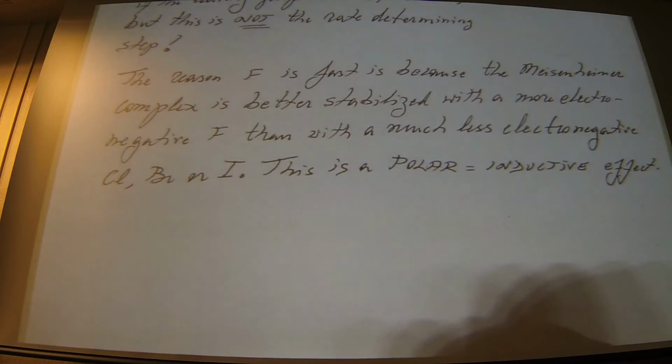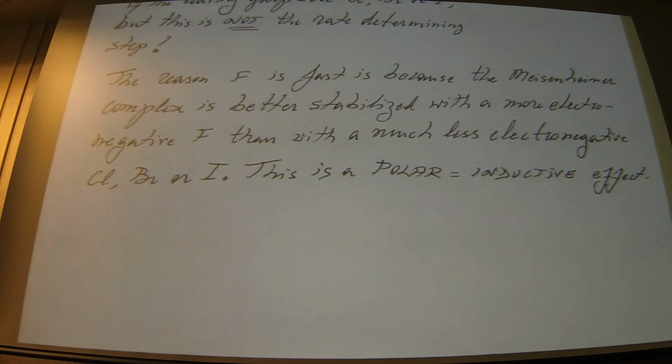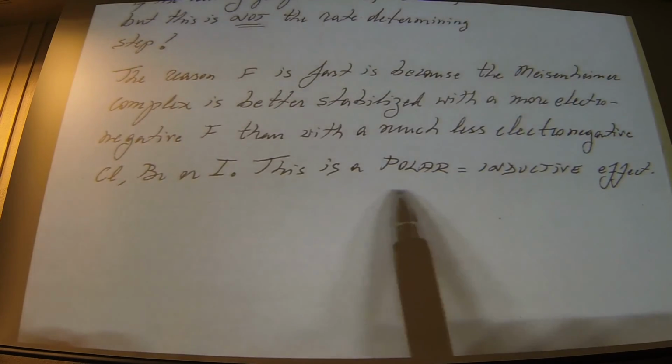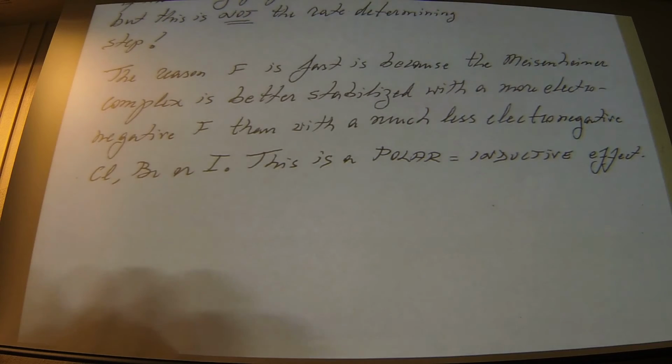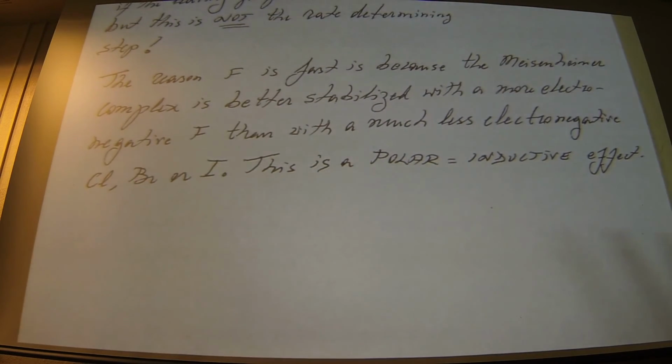So this just states what I said before, that the reason that the nucleophilic aromatic substitution reaction of fluorides is faster than chlorides, faster than bromides, faster than iodides, is because the electron withdrawing effect of the fluoride stabilizes the Meisenheimer complex through a polar inductive effect. So this is an interesting reaction. It's actually useful, and it works.